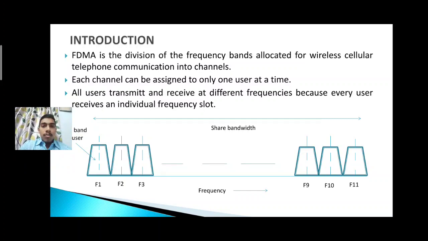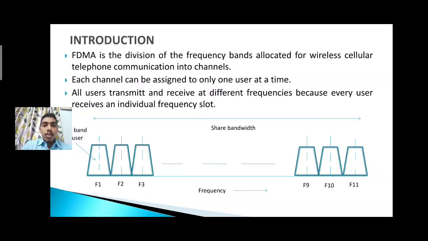Now, in FDMA, the frequency bands allotted for wireless cellular telephone communication are divided into channels. That means in FDMA, each user gets a different individual frequency spectrum to transmit or receive information. Each channel can be assigned to only one user at a time. It means only one channel is given to each user, and all users transmit and receive at that frequency only. A user cannot jump to another frequency outside the slot that is given, so it can communicate only in the frequency slot assigned to it.